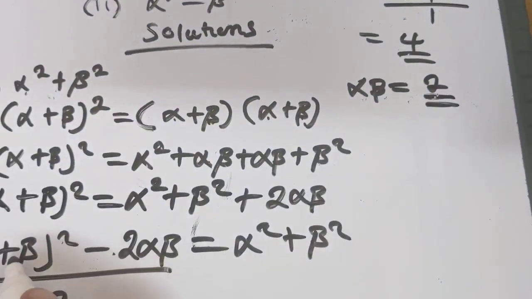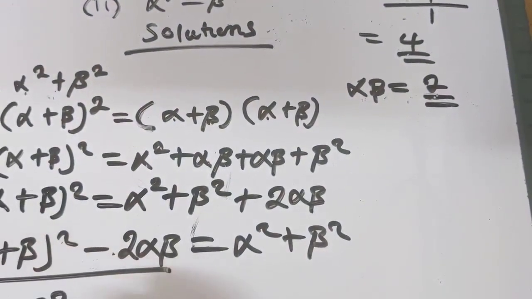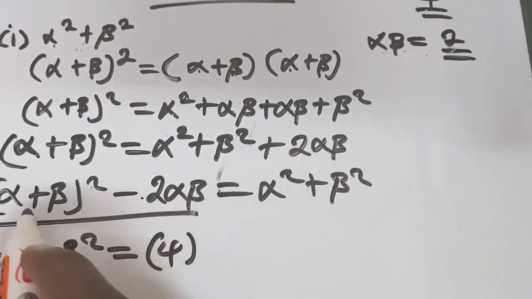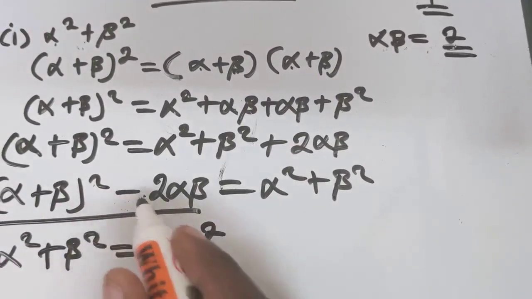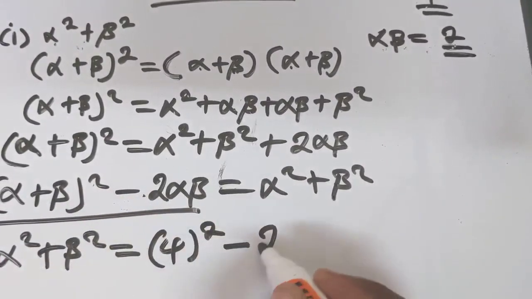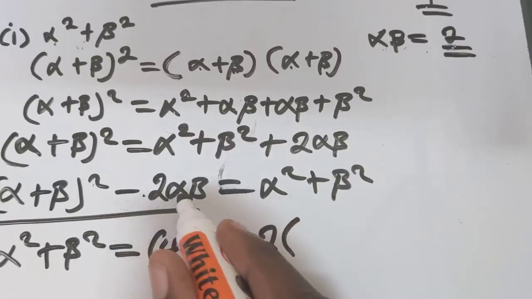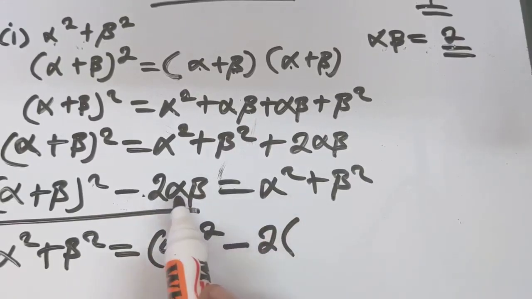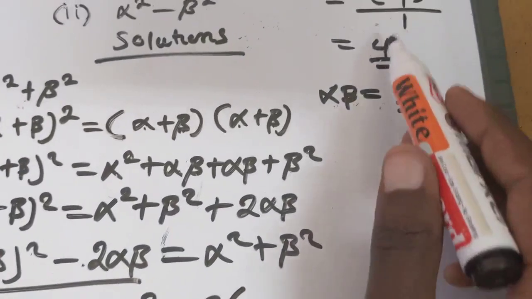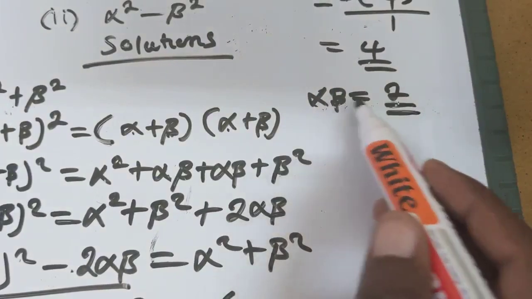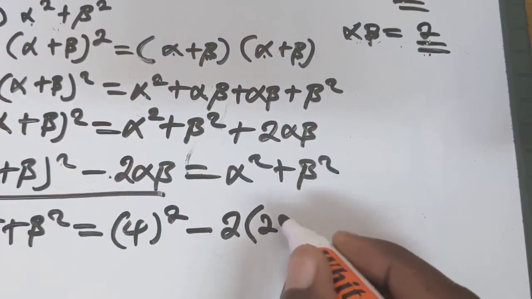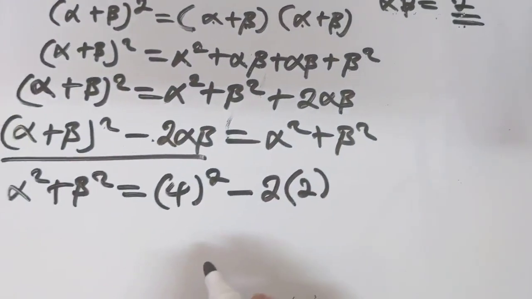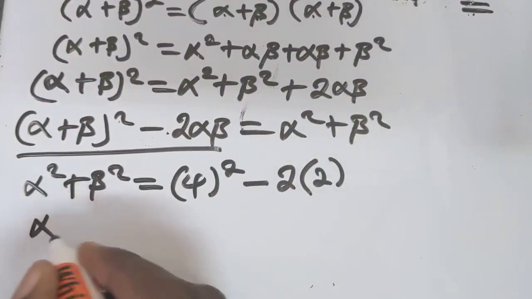So this is what to do. This is 4, so you just say 4 to the power 2. This one is to the power 2. Then there is a minus here, so minus 2 times the product, alpha times beta. The answer that you have found is 2, so you just replace it with 2 like that. Then you do the calculations nicely.